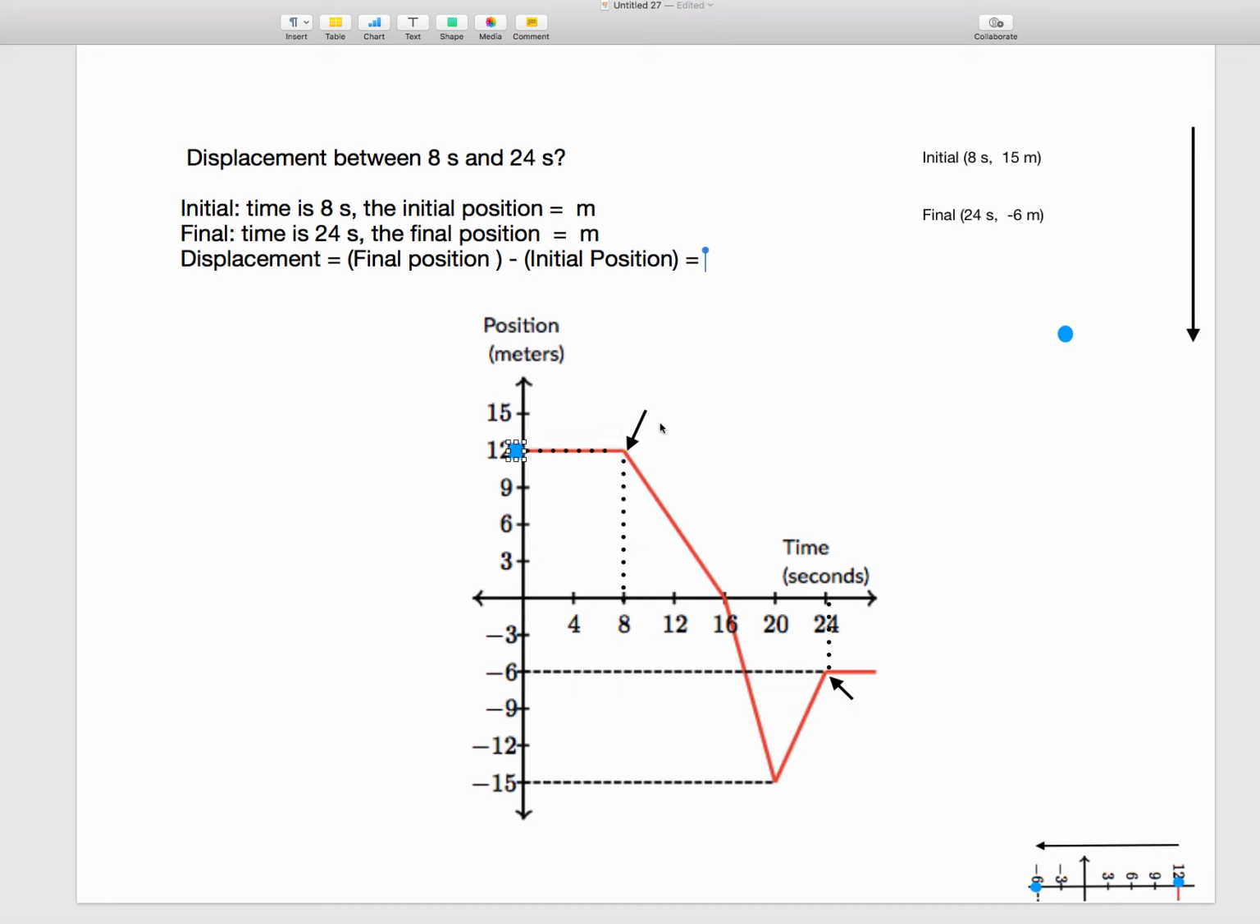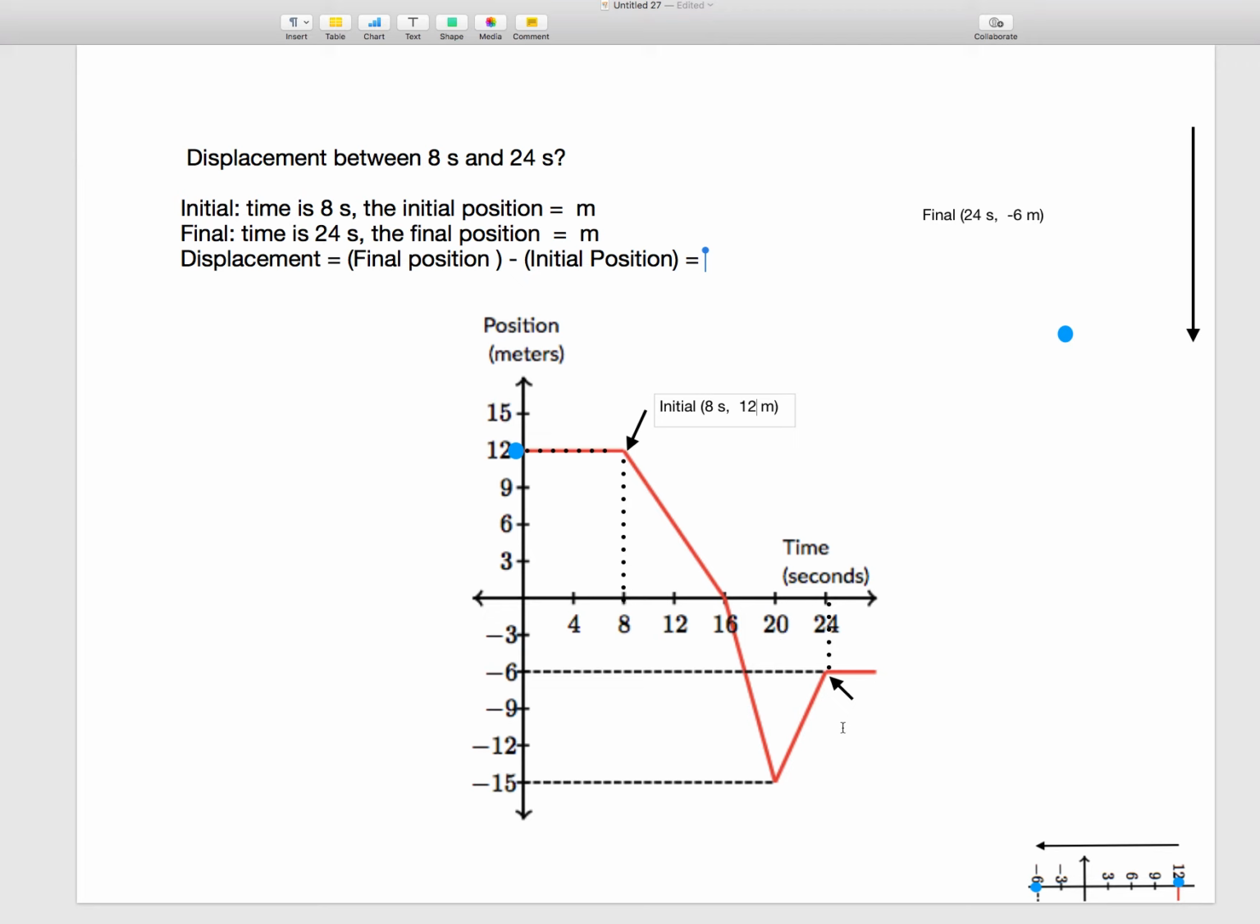So for this particular point, the initial point that I'm calculating, initially when I start at 8 seconds here, the position was actually 12 meters. Okay?